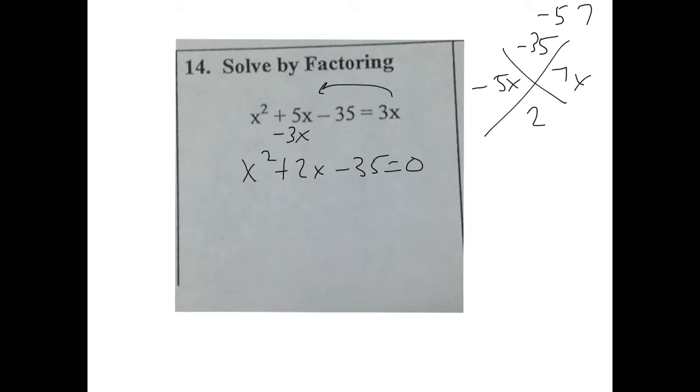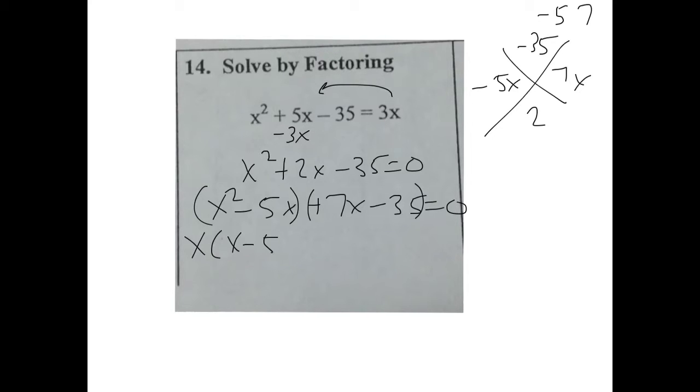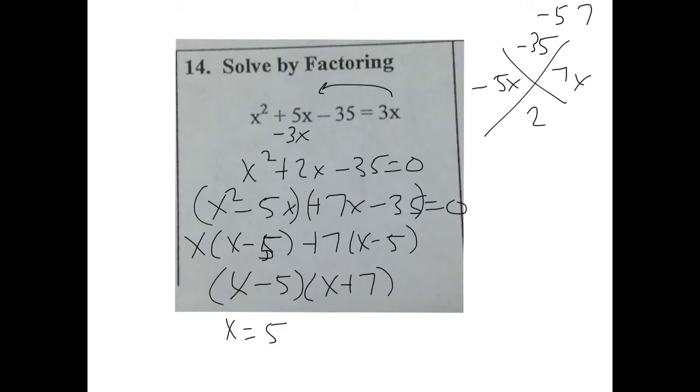So now you get x squared minus 5x plus 7x minus 35, and we group. Those have an x in common, so x minus 5 comes out. Those have a 7 in common, and so you're left with x minus 5. So it becomes x minus 5, which is x equals positive 5, and x plus 7, which becomes x equals negative 7. So those are my two answers there.